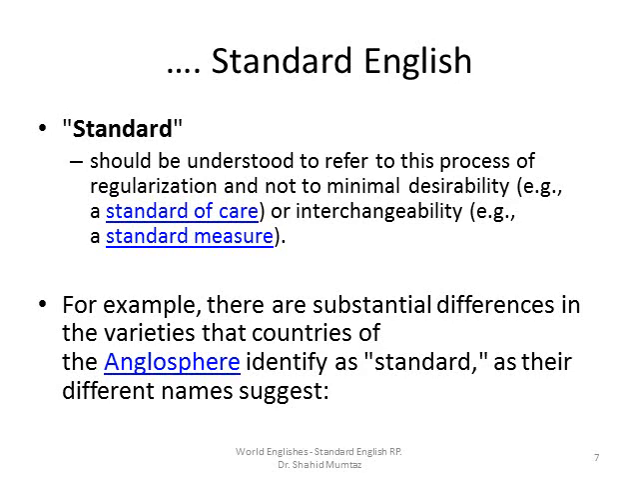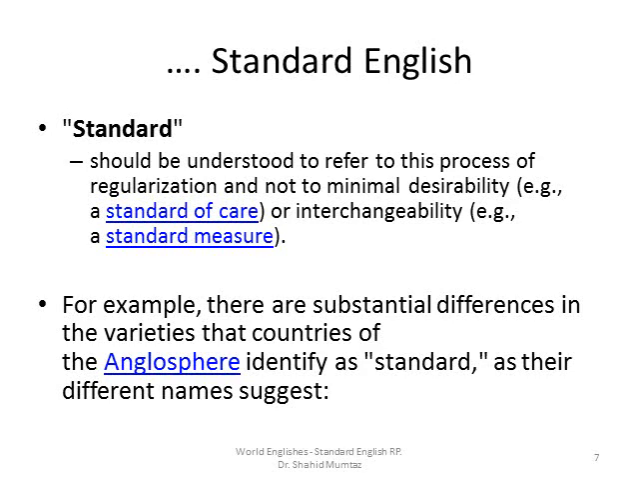For example, standard measure. There are substantial differences in the varieties that countries of the Anglosphere identify as standard, as their different names suggest. There is not one standard of measure by which you measure the standard language in different parts of the Anglosphere. It's not the case with language. In other things, like weight, there is one standard scale of 1 kilogram, for example. Any weight that is equal to that standard is considered 1 kilogram. But this is not the case with English.